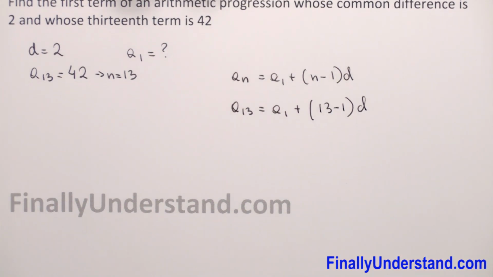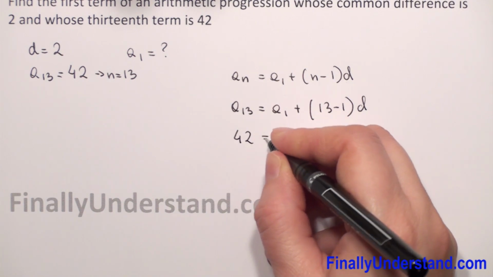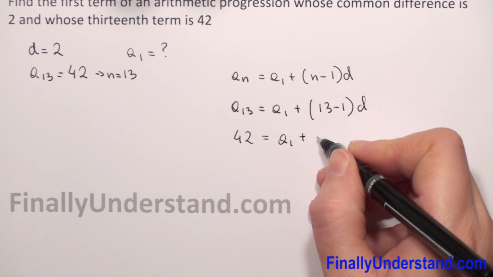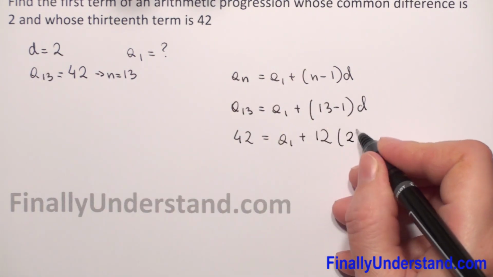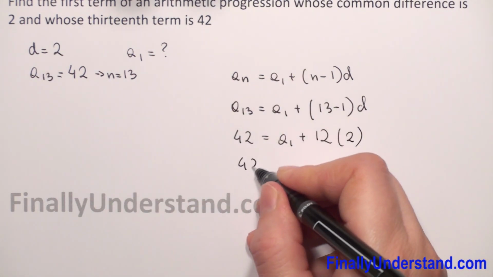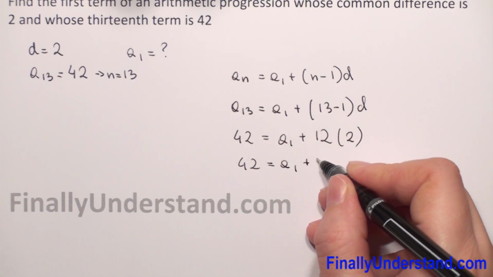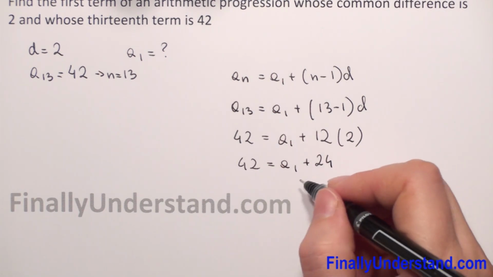In this example, we are given a13 is 42, a1 we don't know, 13 minus 1 is 12, and d we are given is 2. So we have 42 is equal to a1 plus 12 times 2, which is 24. We have an equation with one unknown, a1.